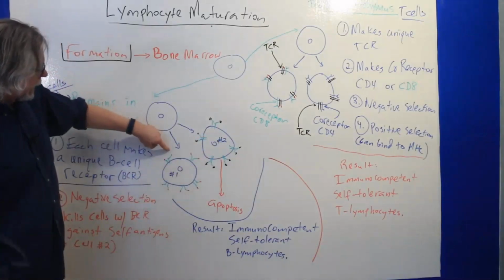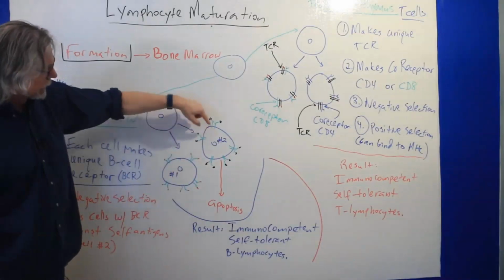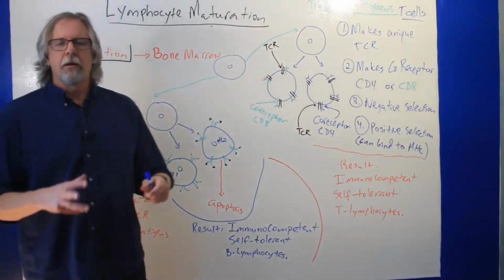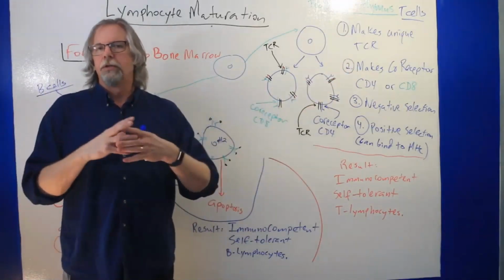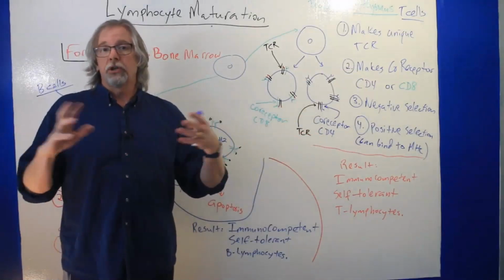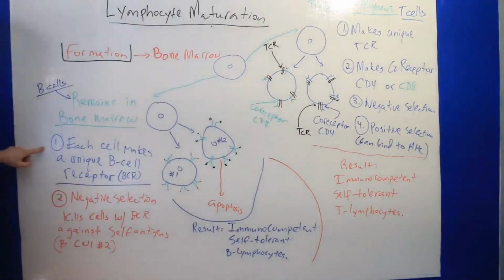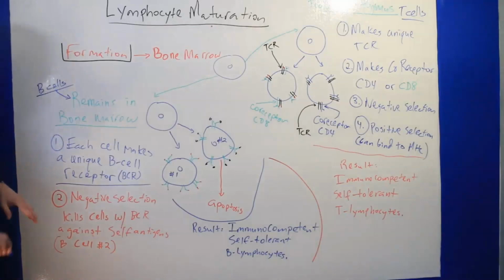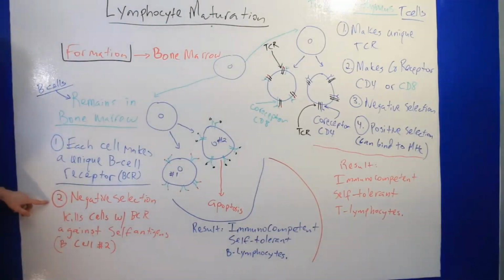For any given cell, they all make the same B cell receptor, okay? But every cell is going to make a unique receptor. That means of the millions of B cells that you make, they're all geared to a different antigen, potentially recognizing a different pathogen, okay? So that's step number 1. Each B cell makes a unique B cell receptor, puts it on its surface, and then it could recognize an antigen. Second step, very important step, is negative selection.